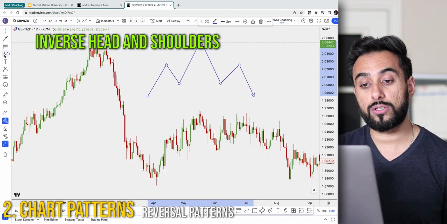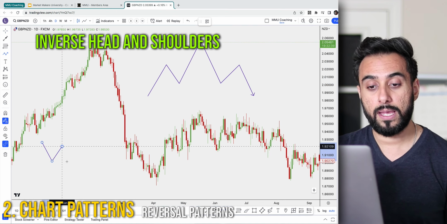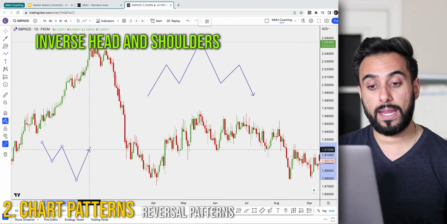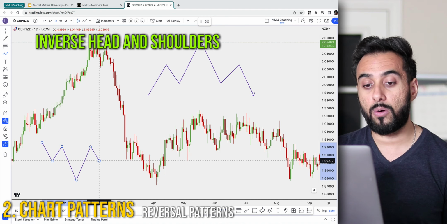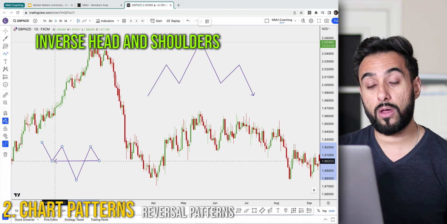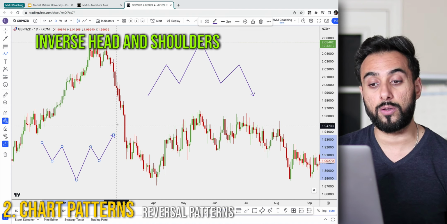Now, obviously, the reverse of this pattern is the same exact concept. The price pulls a low, a high, a lower low, and then a high that's equivalent to the previous high, and the next low is roughly equivalent to the other shoulder, whereas the price reverses and continues to go in the direction of the new higher high.